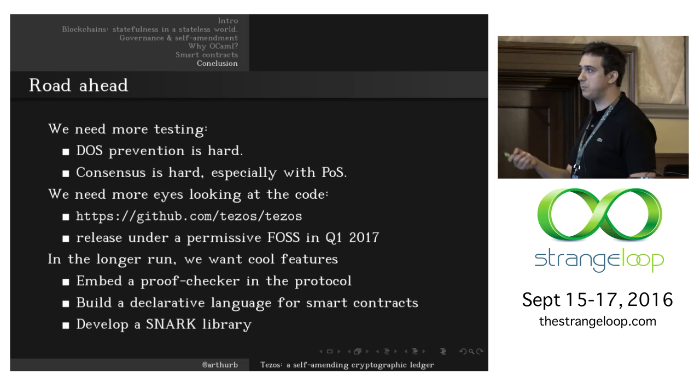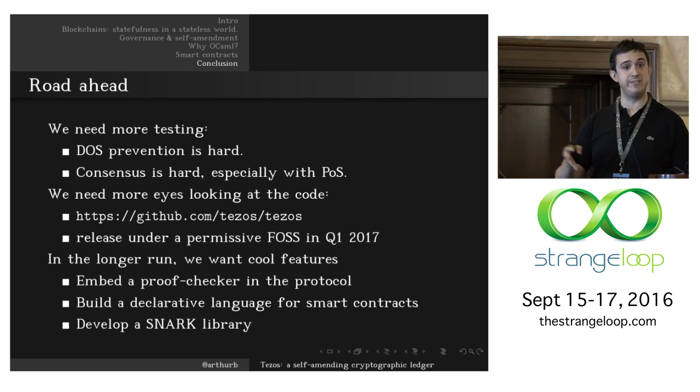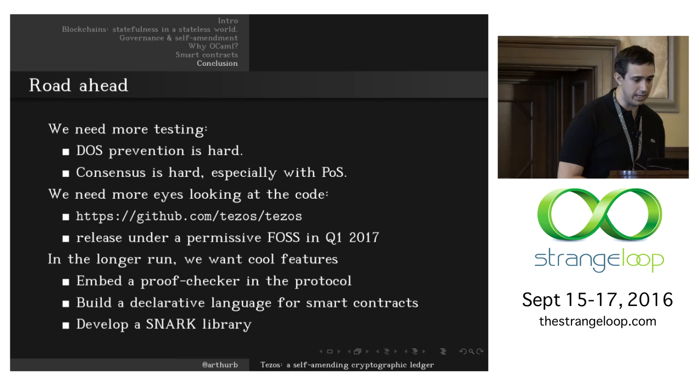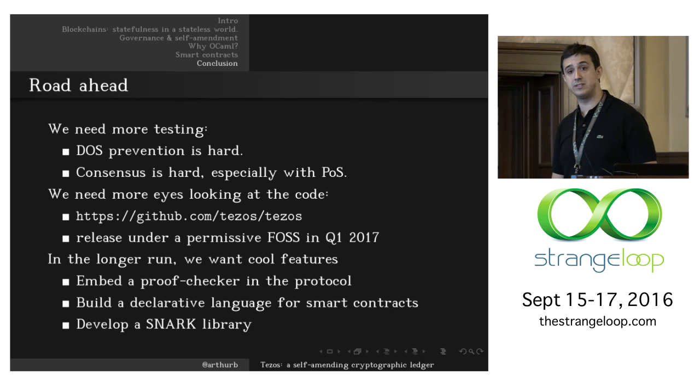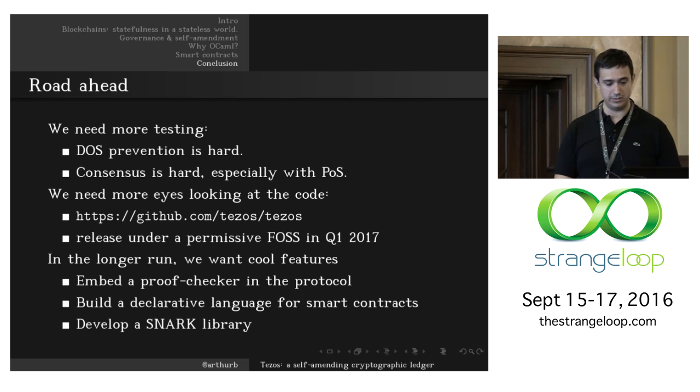And in the longer run, we want a cool feature. We want to build a proof checker into the protocol so that we could have constitutional amendments. We want to build a declarative language for smart contracts so that we don't even have to write proofs, so that the contract can be self-proving. And we would like to develop a SNARK library because SNARKs are a very cool cryptographic construct that can give us privacy, but also a lot of compression ability in the software. All right, this is my talk about Tezos, and I'll take some questions.